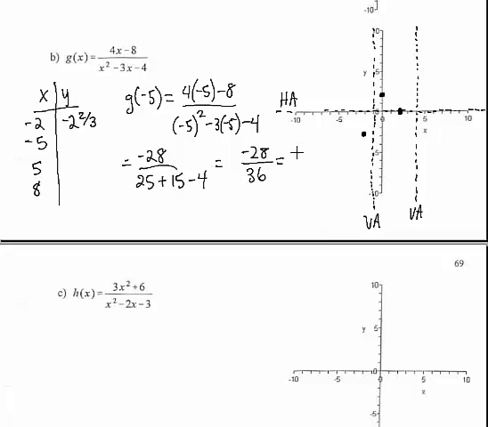28 over 36 will simplify. Both are divisible by 4. And we get a little less than 1, so it's really close to the x-axis. And so this is negative 7 over 9. And that's going to fall right about there, right on top of the 5. So we have 2 on the left. Now we'll plot these two for the right.